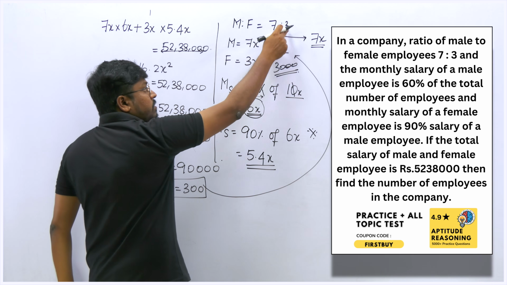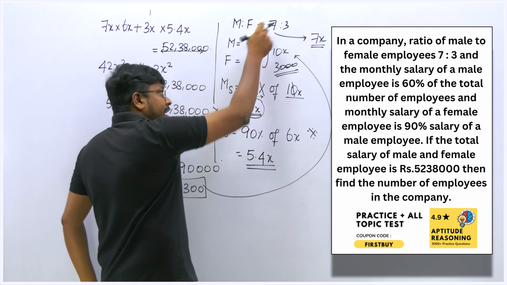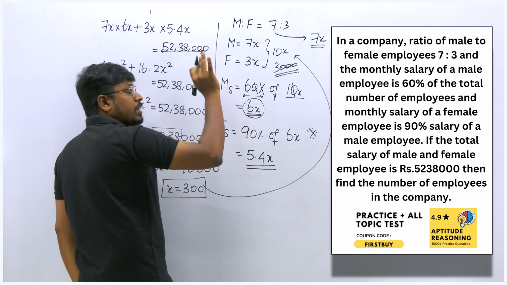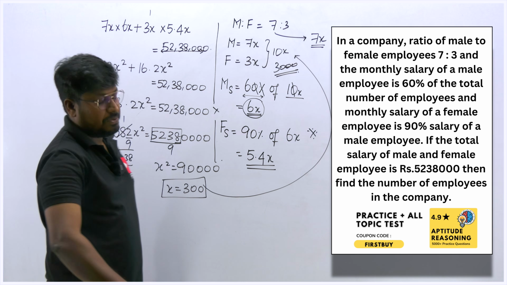If they have given 7:3, take it as 7x and 3x. If they have given the ratio 4:1, take it as 4x and x. That's the right way to solve the question so that you will get the answer correctly, right? So now the answer for this question is 3000.